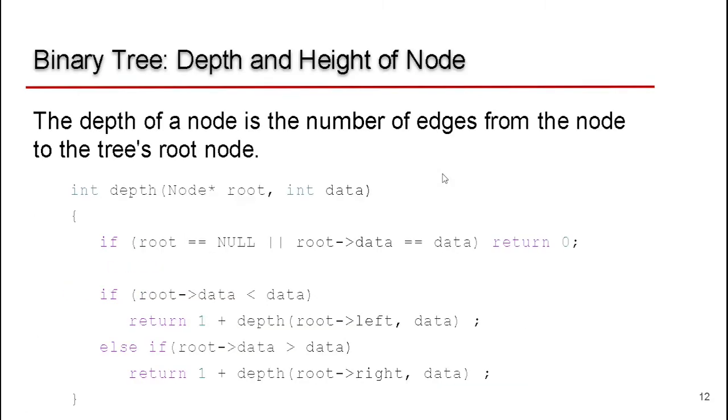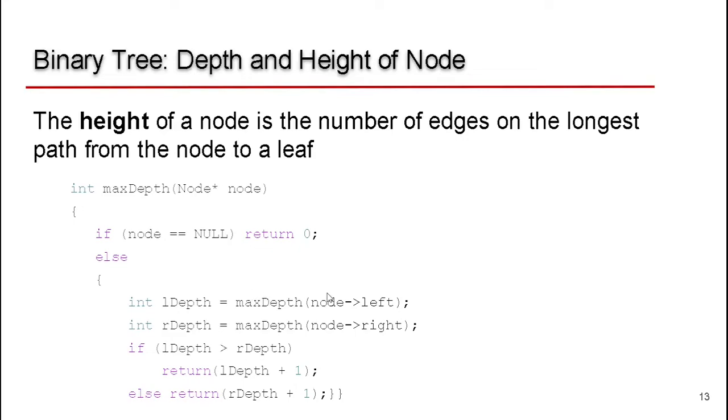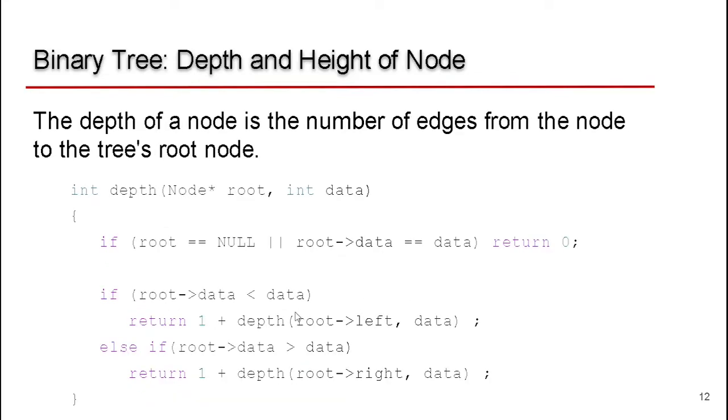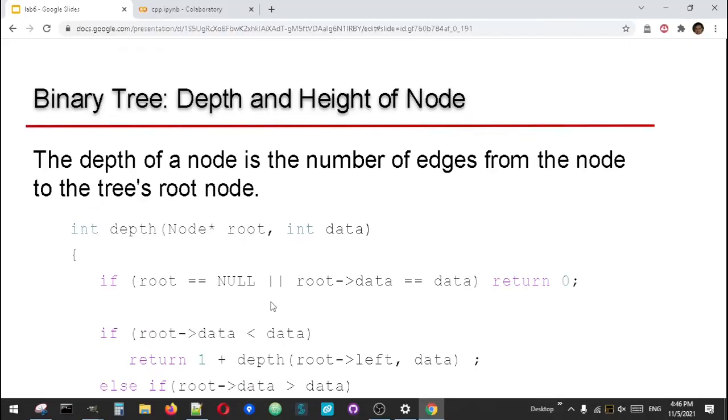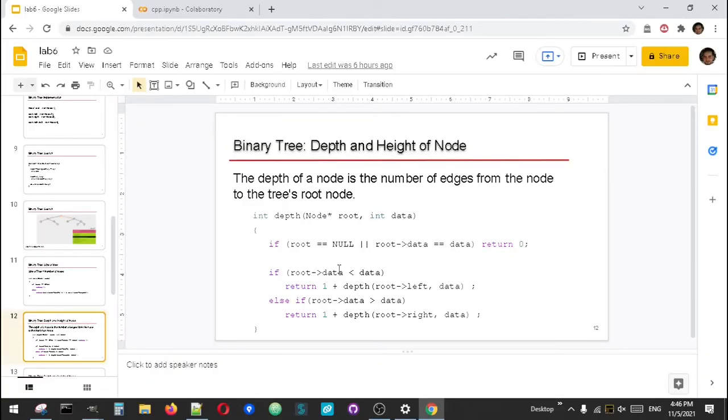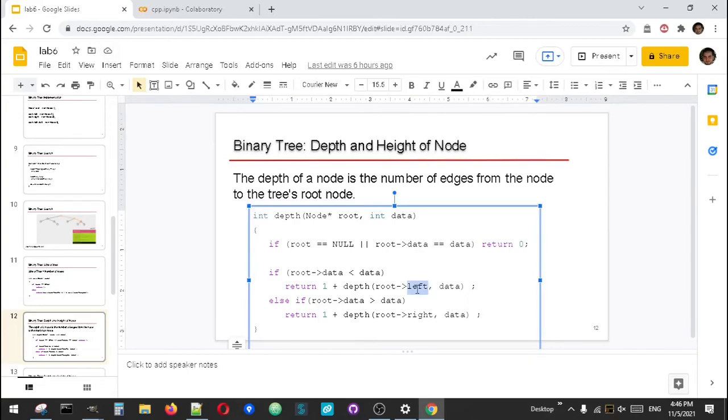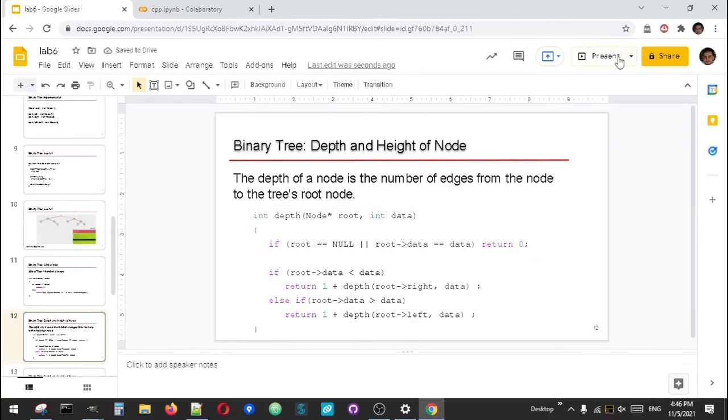So if the data is bigger, we go to the, sorry, it should be the left, not to the right. Here it's incorrect. Yeah, here it should be to the left. I will correct this later. Or let me correct it now. This one is left. Okay.